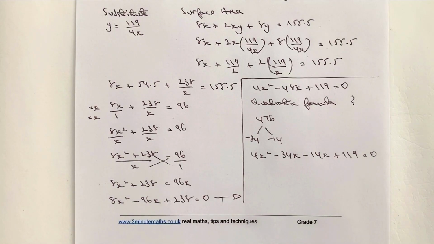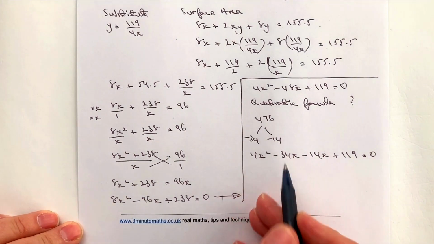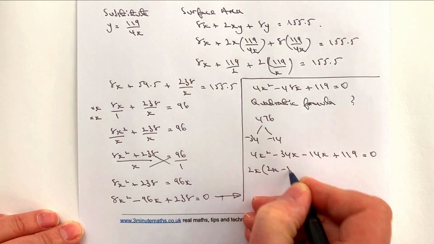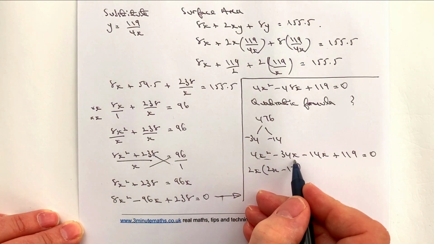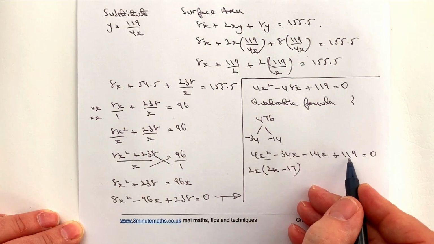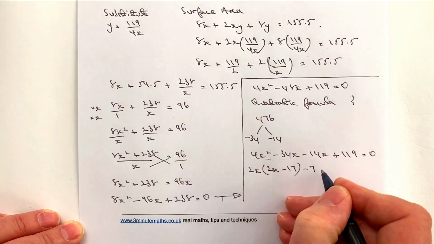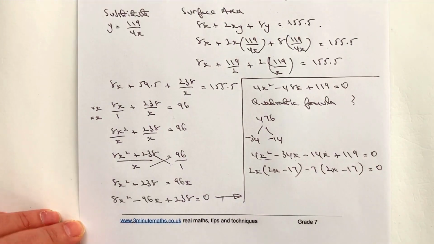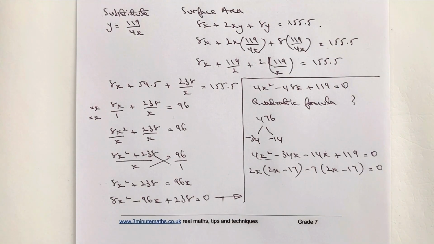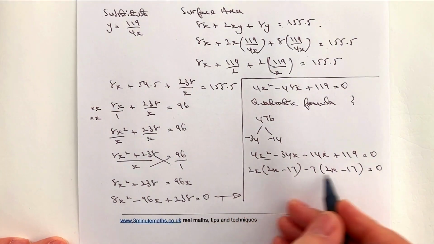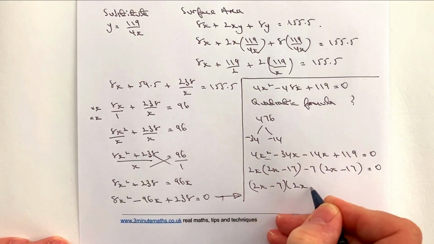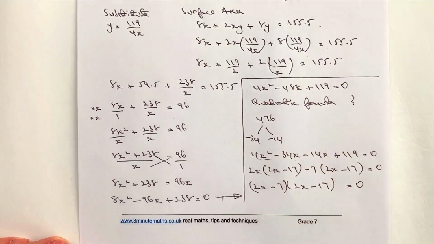I just now factorise the first two terms. If I factorise the first two terms for 2x, I get 2x minus 17. I factorise the second two terms, and I factorise them for minus 7. And guess what? I get 2x minus 17 again. So, since I've got a common factor, I can rewrite this as 2x minus 7 multiplied by 2x minus 17 equals 0.